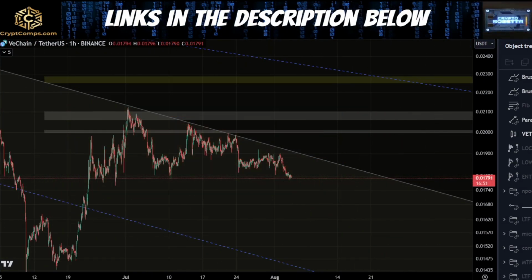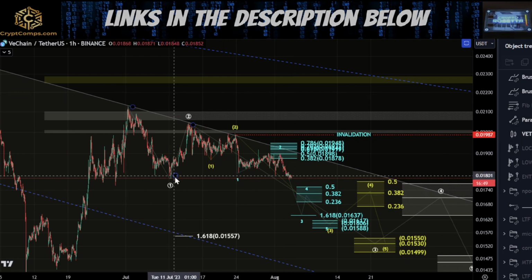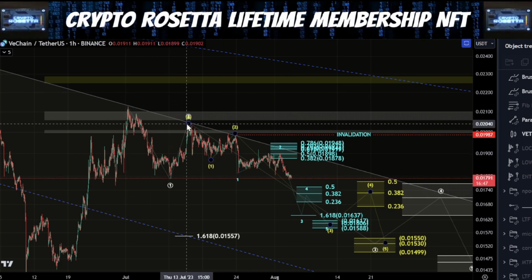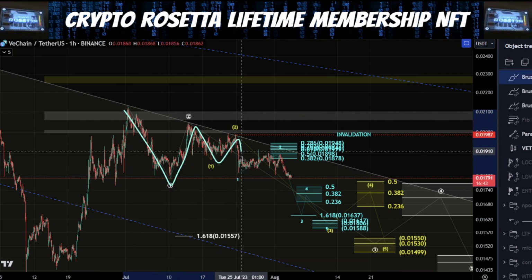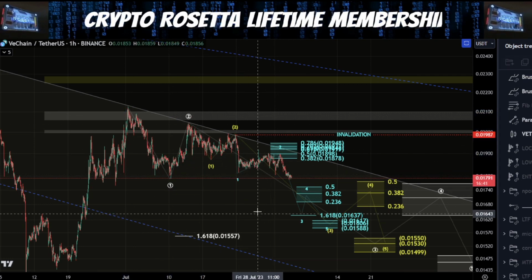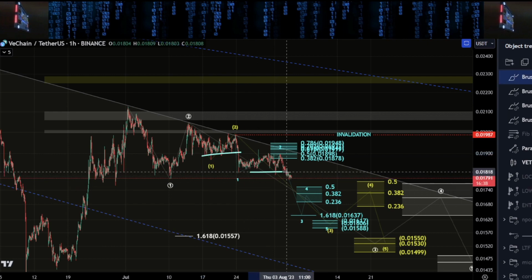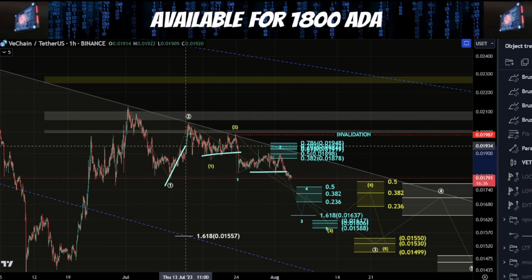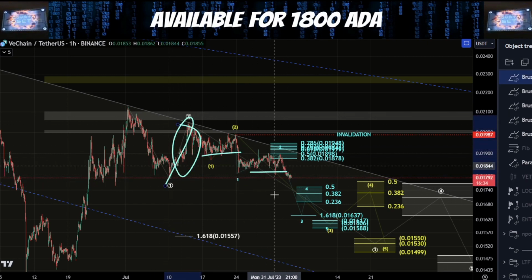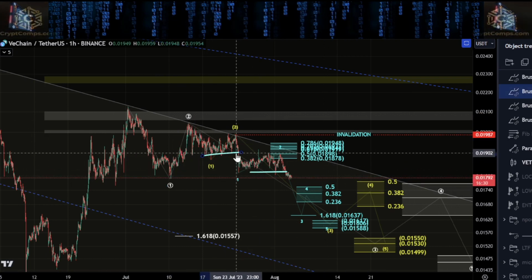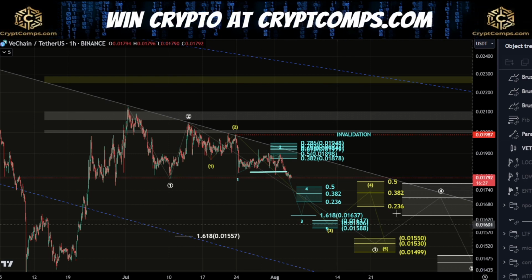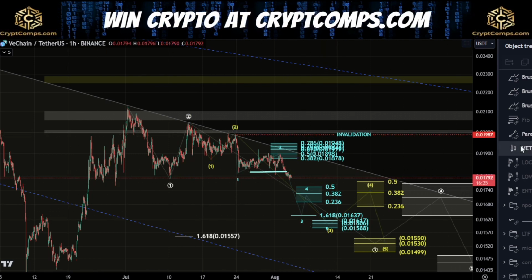Now, if we are looking at the internals of this idea, what we'd be saying here is that potentially either this is 1, 2 into this high here, or alternatively this is 1, 2, 1, 2 here. We have another 1 and a 2 here. Now the problem that I have with this idea is that these wave 2s are actually bigger than the higher degree wave 2 that we've got over here. So it is still technically possible, but we need to actually see it confirmed by moving down towards some of these lower targets.